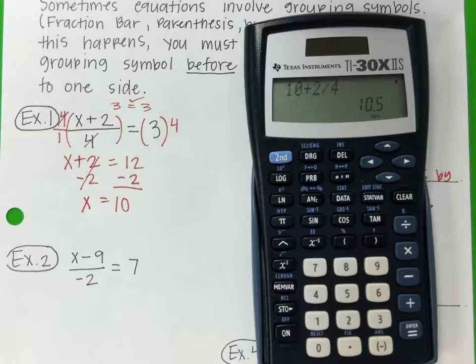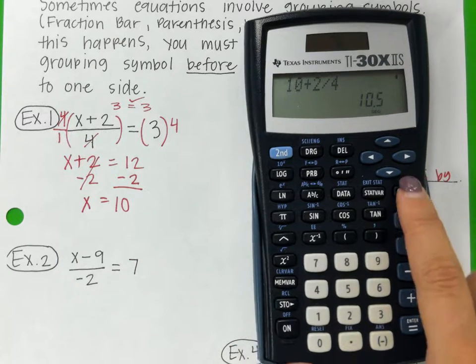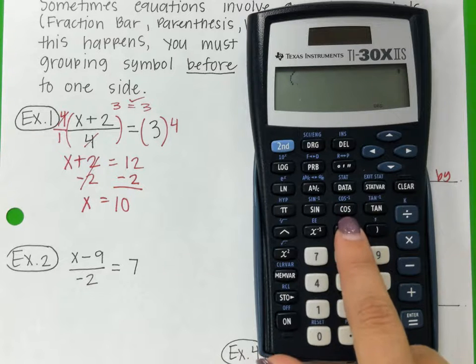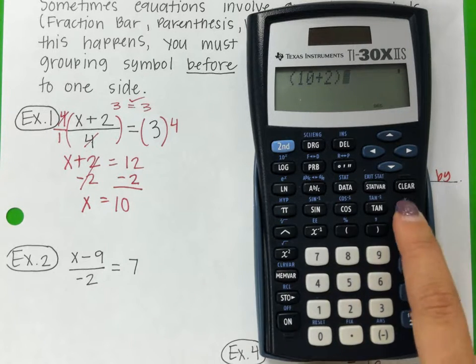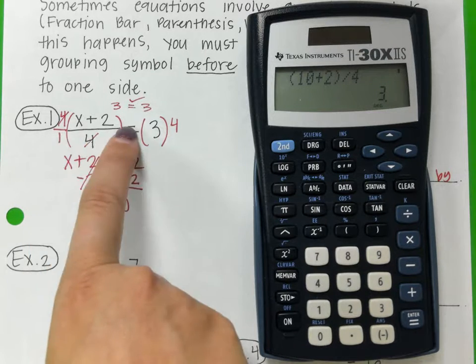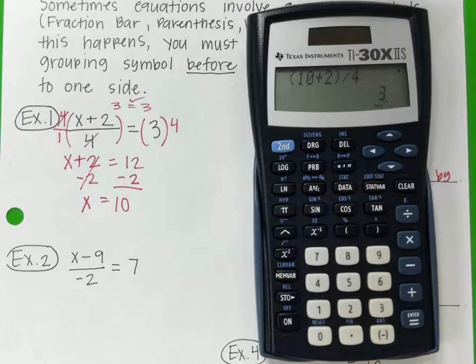So it's so important that you put parentheses around x plus 2. If you're plugging it all in as one step, that means you've got to put an open parenthesis, 10 plus 2, close your parentheses, and then divide by 4. And it gives you the correct answer of 3. Okay. So that's very important that you remember to put the top expression in parentheses.